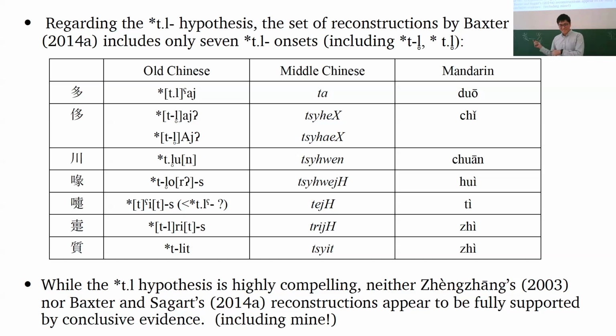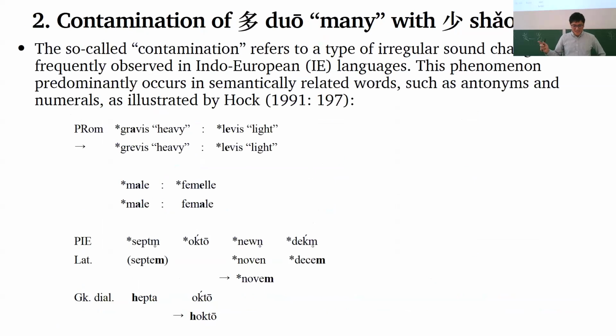I'm going to talk about it now, but I just want to propose a new idea, which is contamination of duo and shao. Contamination is a type of irregular sound change frequently observed in Indo-European languages. So I believe you know very much about it. This is an example illustrated by Hock, 1992.